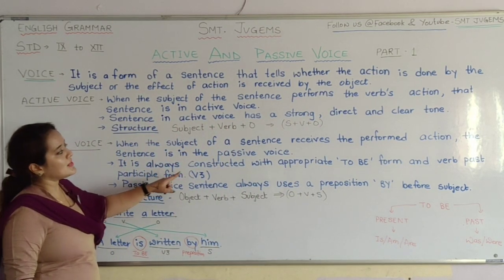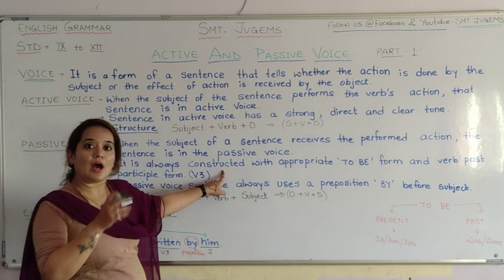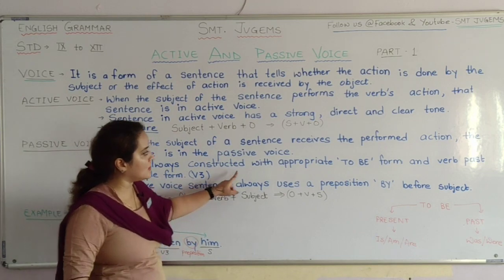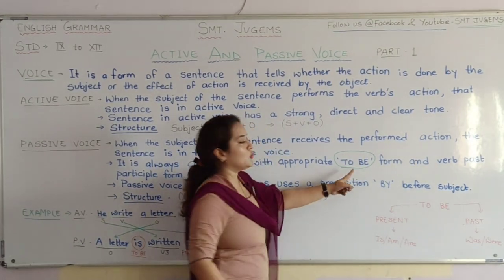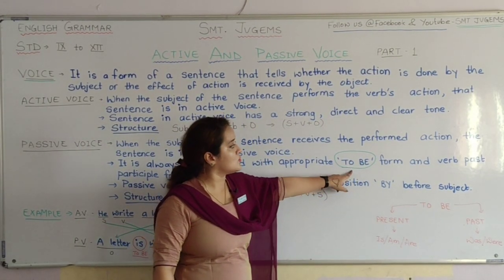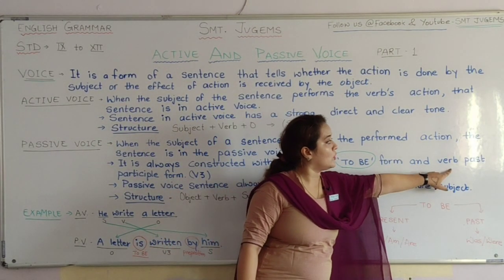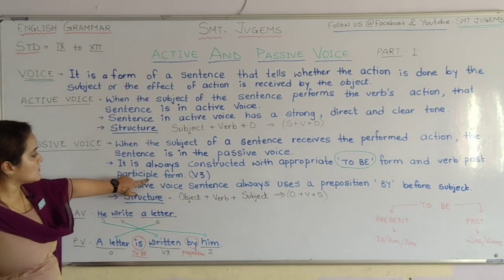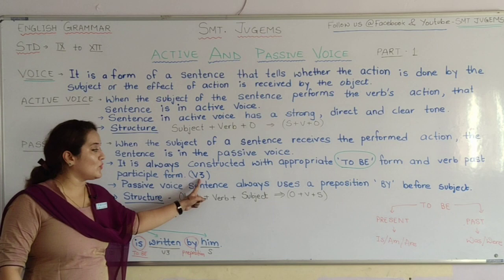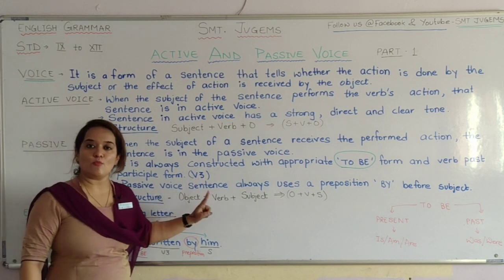It is always constructed, now how is the sentence constructed? With the appropriate to be form. To be form is always used, along with the verb's past participle form. So past participle form is V3, the third form of verb.